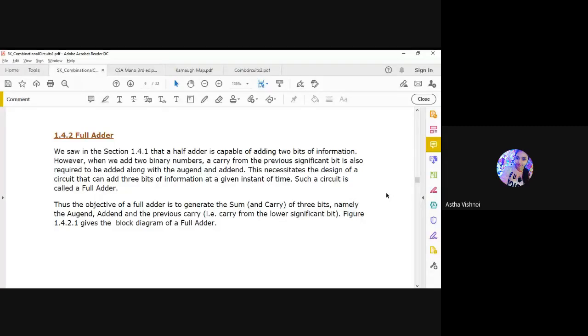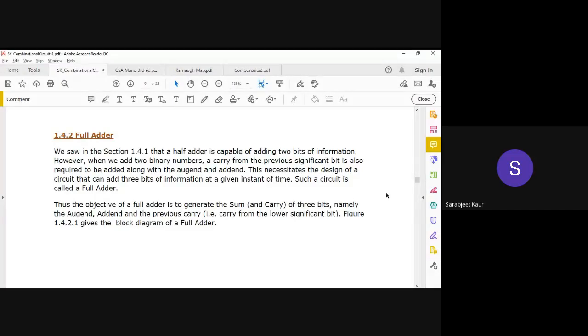Thus, the objective of a full adder is to generate the sum and carry of 3 bits, namely the augend, addend, and the previous carry, that is, carry from the lower significant bit. Figure 1.4.21 gives the block diagram of a full adder.